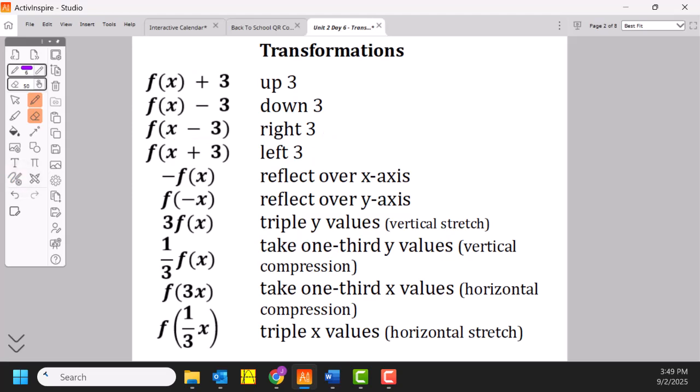Okay. The next two deal with reflections. A negative on the outside of the function reflects it over the x-axis. A negative on the inside of the function reflects it over the y-axis.